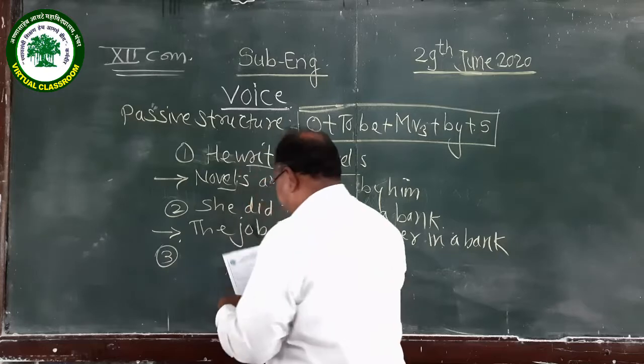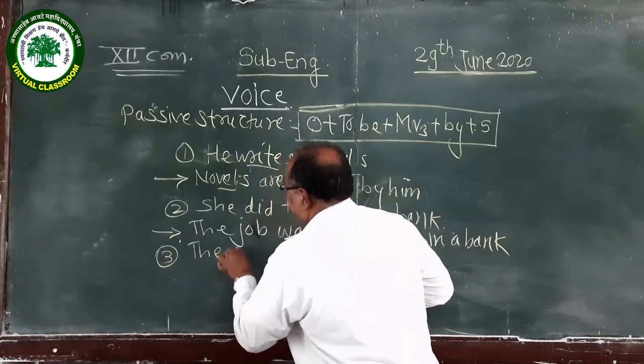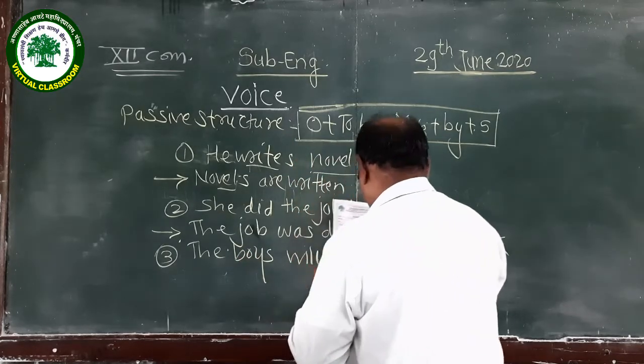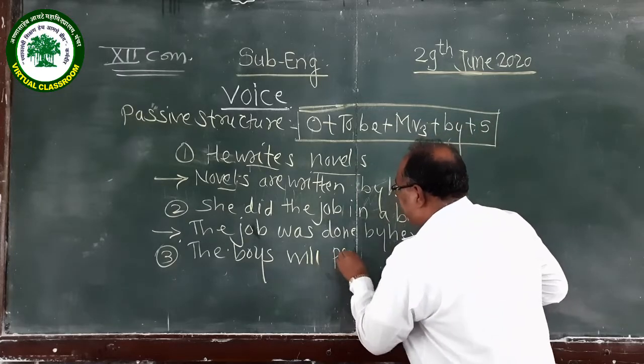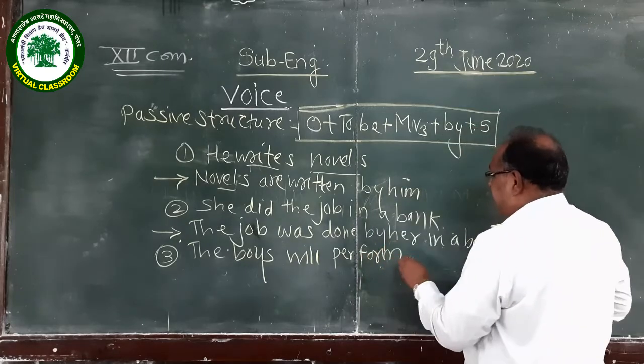Third sentence in a simple future tense. The boys will perform a dance. Perform a dance.